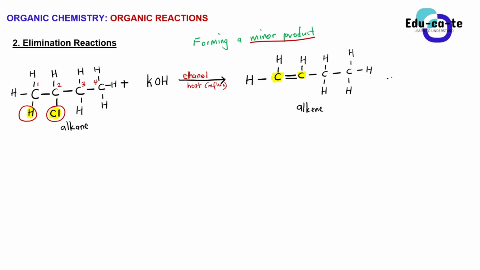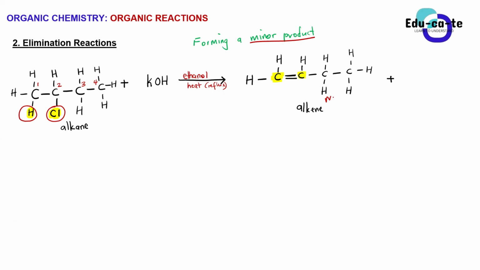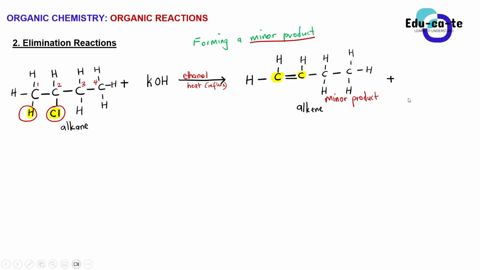And then our other product that we are going to have here, guys, remember we don't only have just the minor product or the major product, because this is our minor product, we know, but we also have other byproducts. So byproducts are just other products that are formed at the side, not our product that we are focusing on.